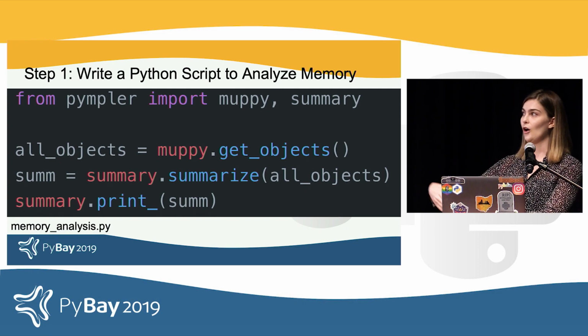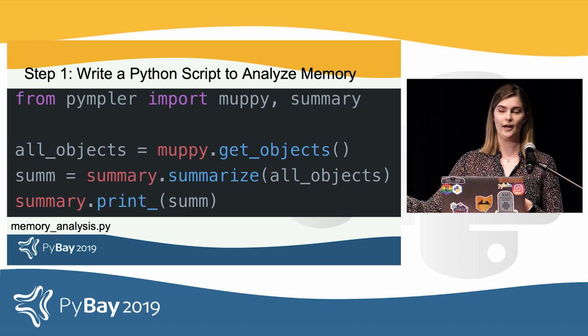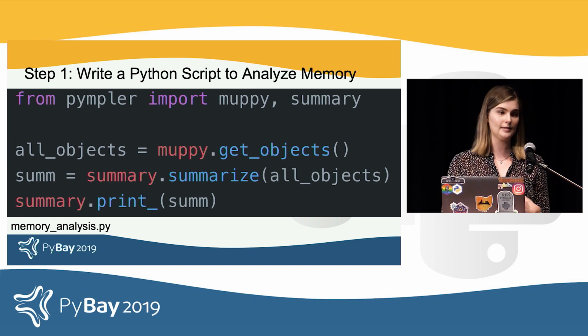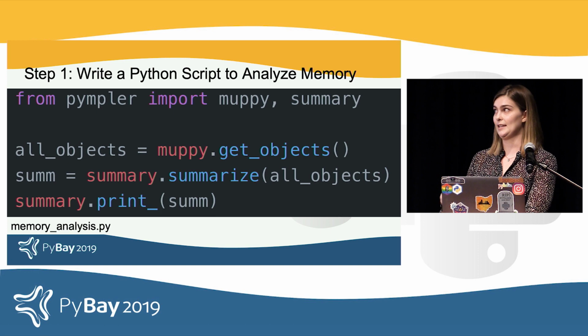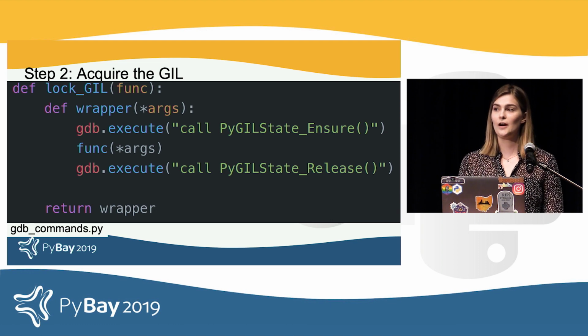You can see I did this in a whole different file. You can have a whole program written in separate files, doing a lot of complicated stuff, whatever you want. In this case, it's just a simple couple lines to print out the memory of our program. The second step, and you've already seen this, is we want to acquire the GIL.